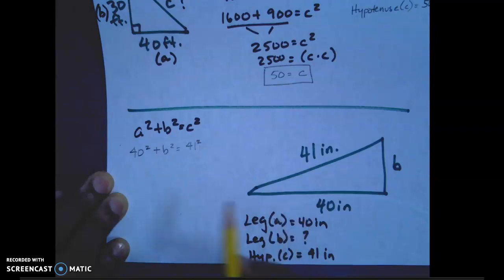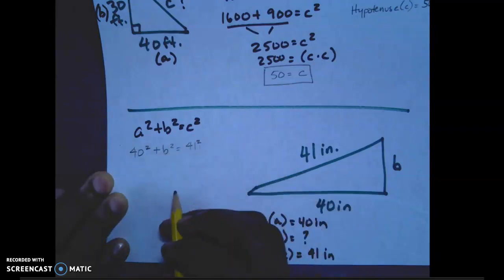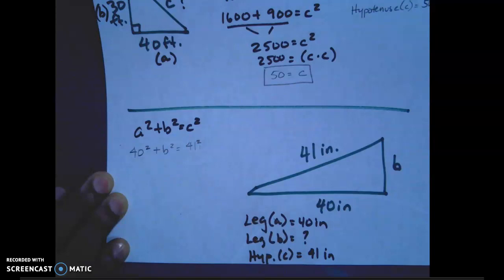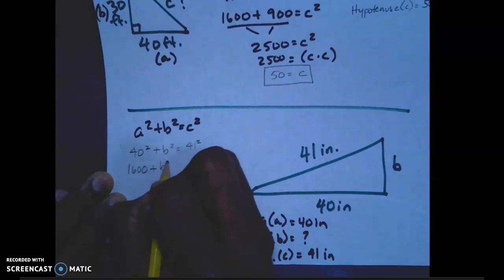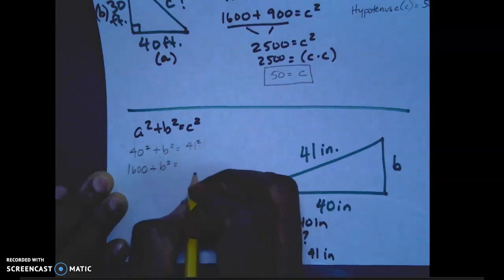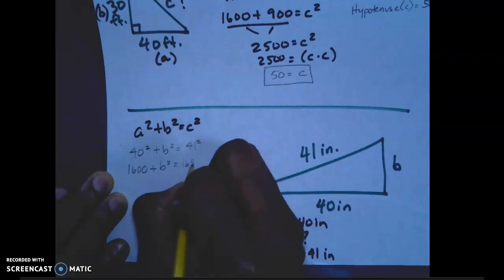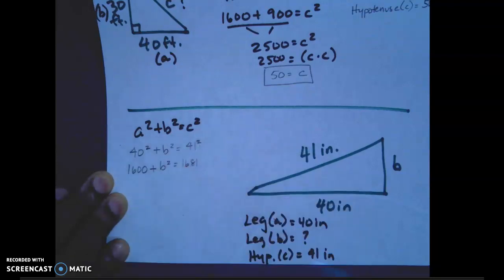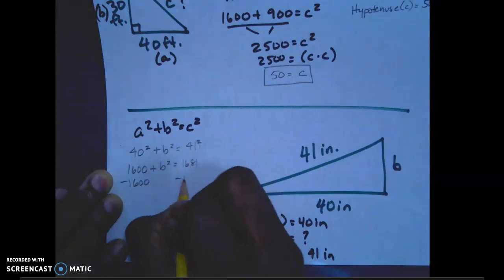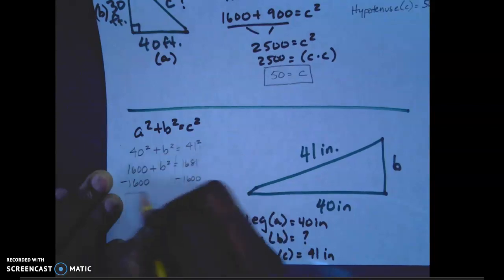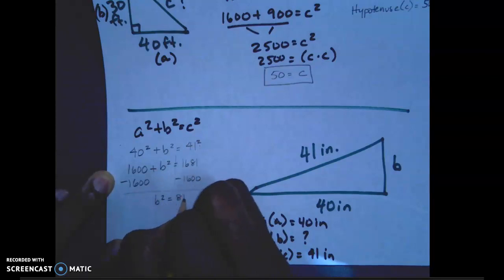Okay? So 40 squared is going to be 1,600 plus B squared, I don't know yet. 41 squared is going to be 1,681. At this point, this becomes like a regular equation that I need to solve for. I'm going to subtract 1,600 from both sides, draw my line there, just in case you can't see it. B squared is equal to 81.